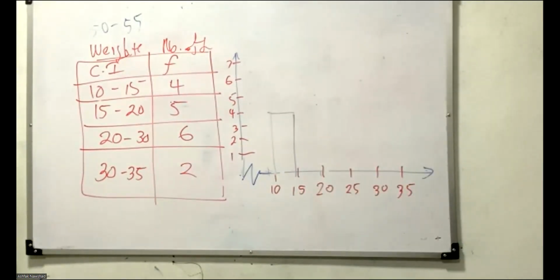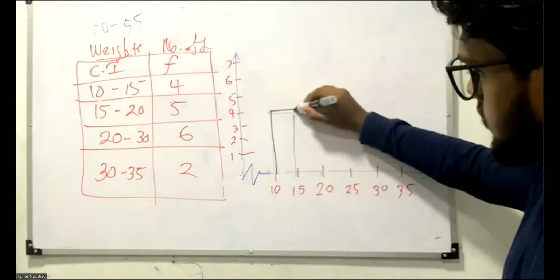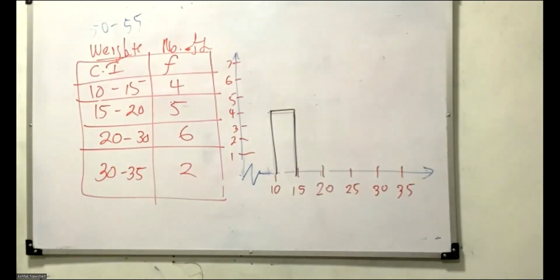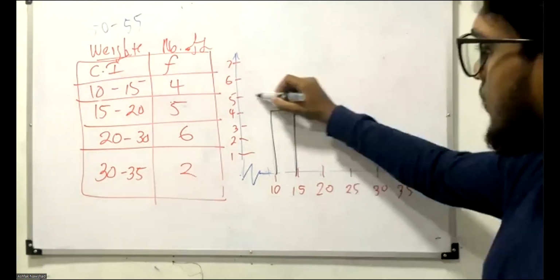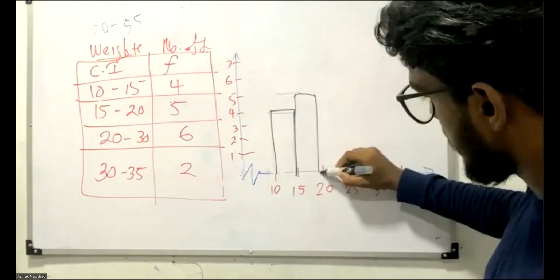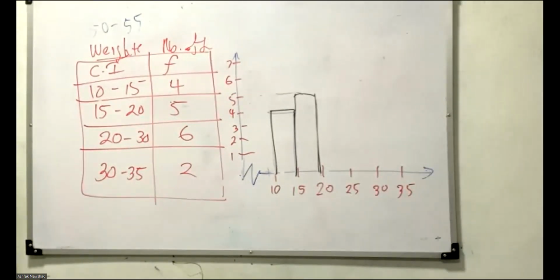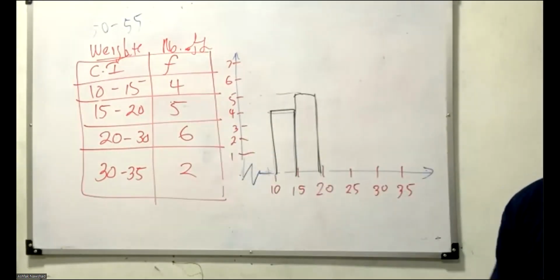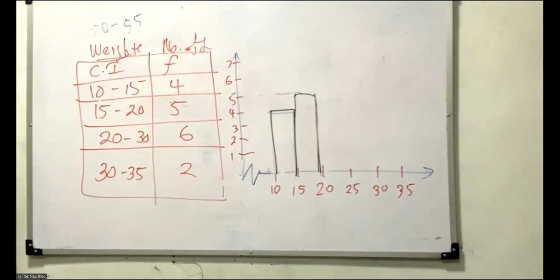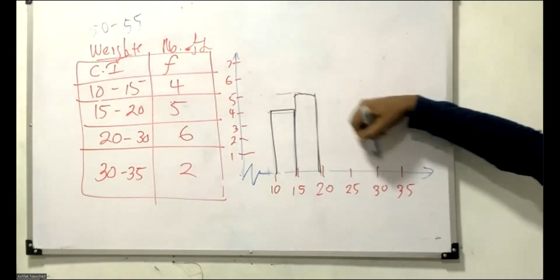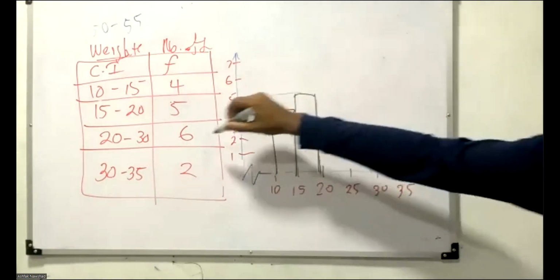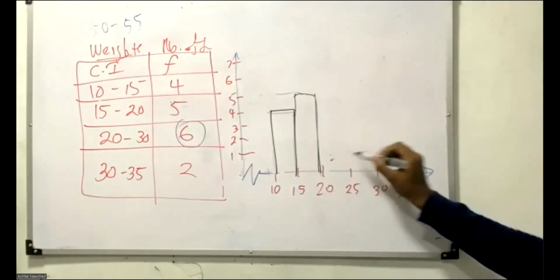15 to 20 is 5. And then now we have a problem. See, is there 20 to 25? Does that exist? 20 to 25 doesn't exist. They have straightaway jumped to 30. So what we can do here is, we don't know 20 to 25, but we know 20 to 30. We can distribute this number evenly to both the intervals.